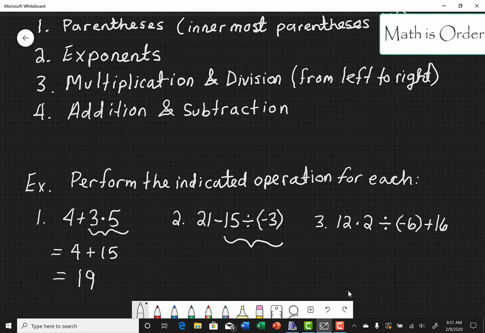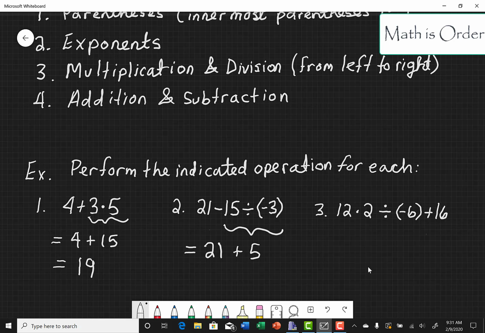So we're going to rewrite everything else and perform that one simplification. So negative 15 divided by negative 3 is going to give us a positive 5. All right, and then we just add and subtract. So here it looks like 26. All right, moving on to number 3.